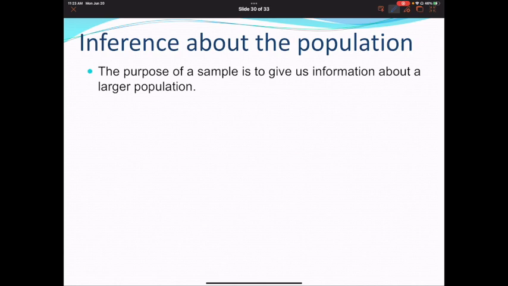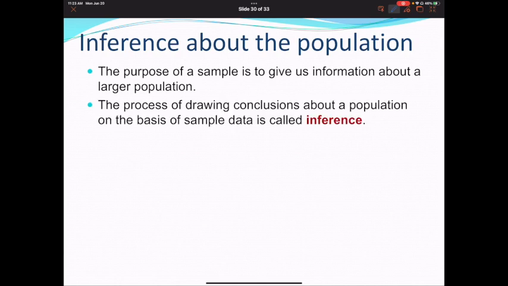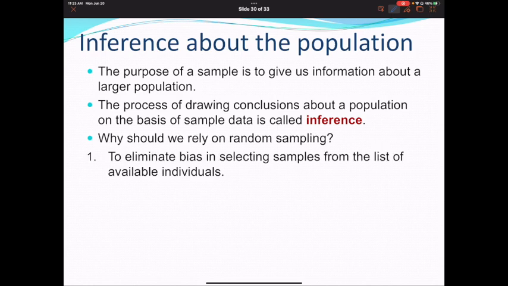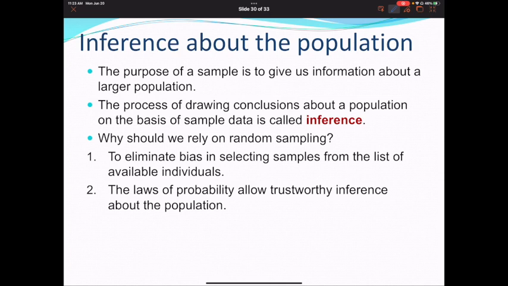So the purpose of our sample is to give us information about a larger population. The process of drawing conclusions about our population from our sample data is called inference. We're making an inference, we're inferring. And we should rely on random sampling primarily because it eliminates bias in selecting samples from a list of available individuals. And there are laws of probability that allow trustworthy inference about the population if we do pick it randomly.